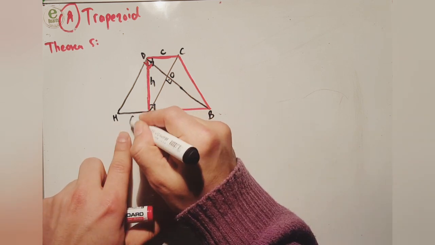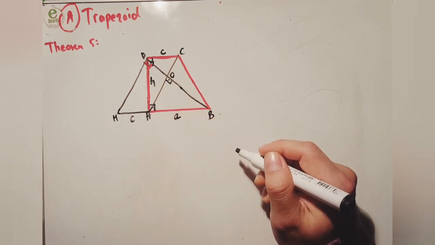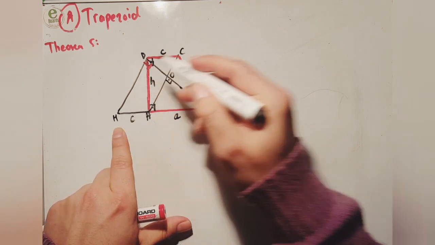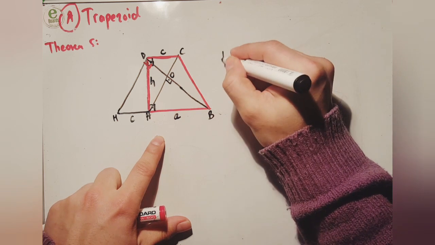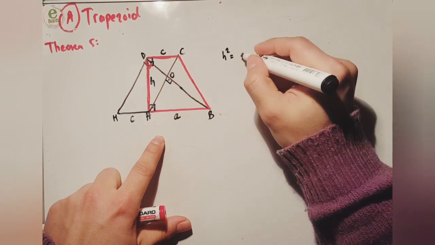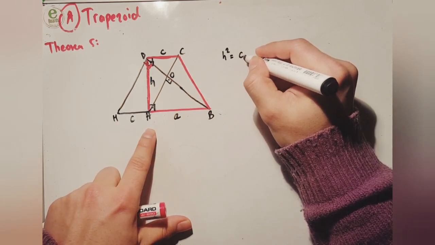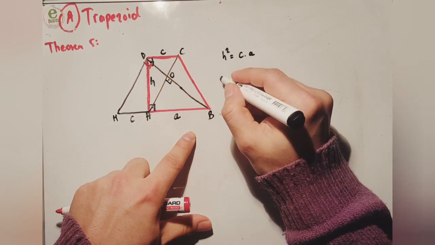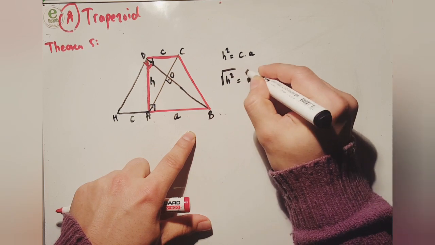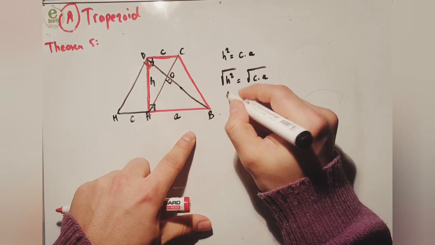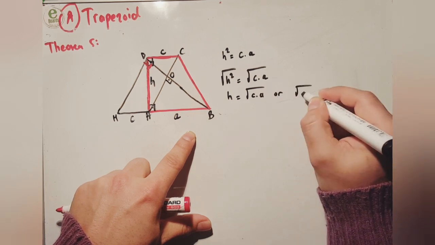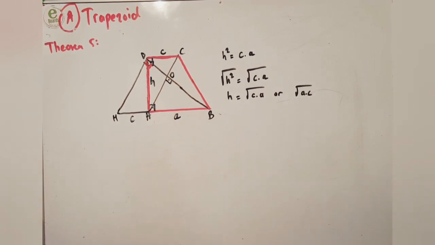And also it is the side C. Applying the metric relations in right triangle HDB, H square is equal to C times A. So when we take the root of both sides, we will have H as root of C times A, or root of A times C.